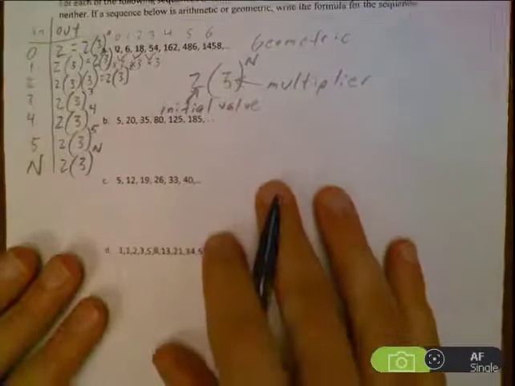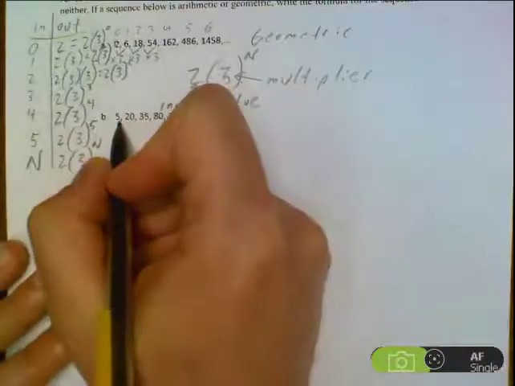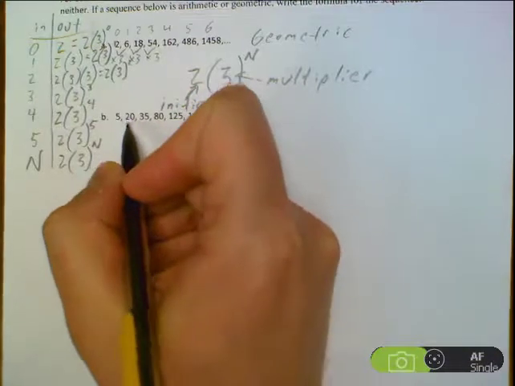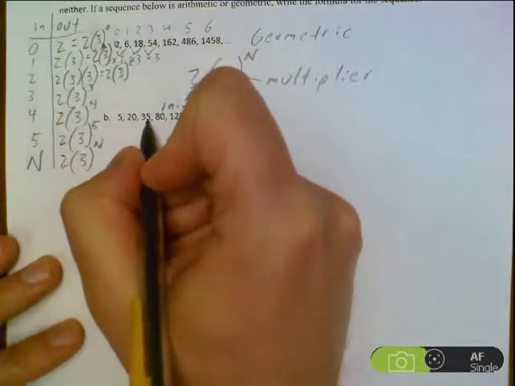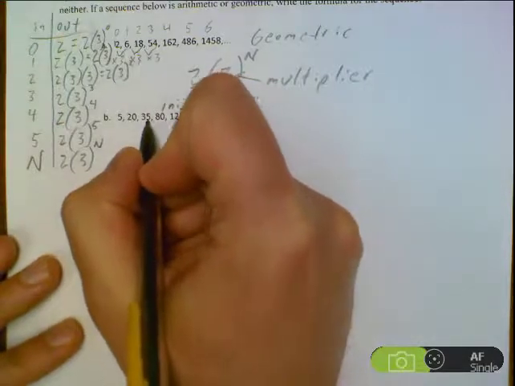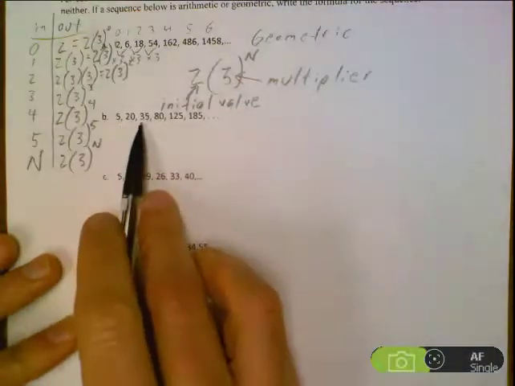Okay, so there's our formula for that. So let's look at the next one. Going from 5 to 20, well, let's see, we can times by 4. Then if we times that by 4, well, no, that's not going to work. We'd have 100. So we already can see it's not geometric.